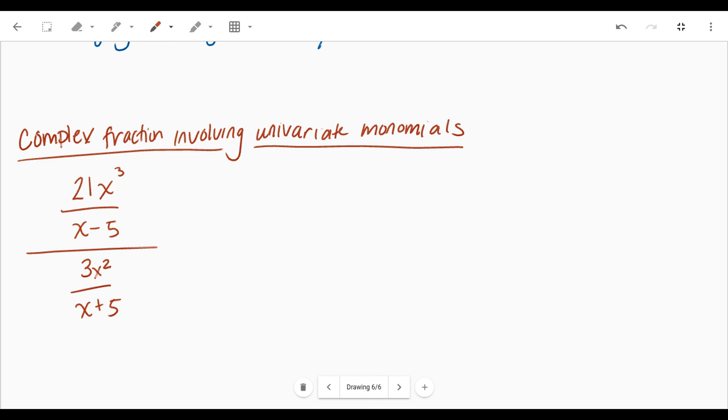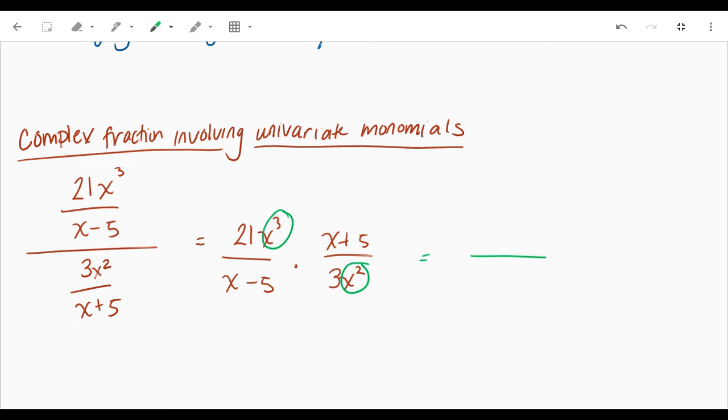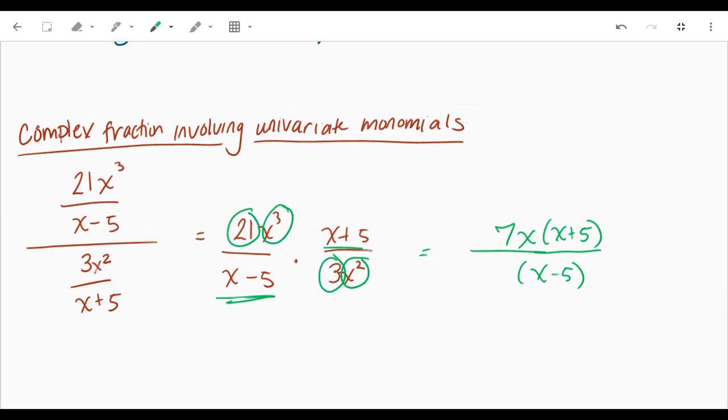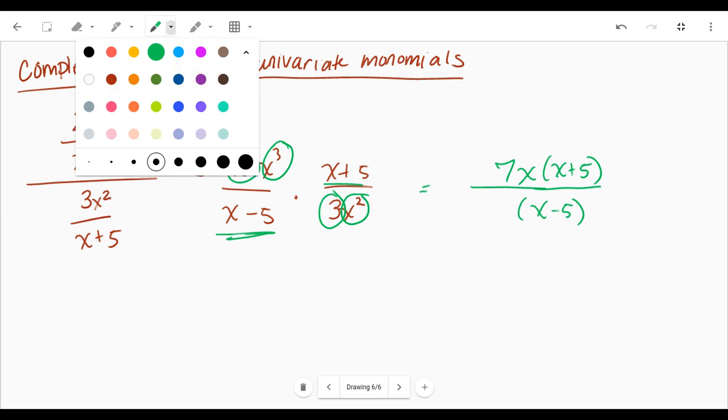Okay, so you're dividing 2 fractions, so you have to do it like you're multiplying by the reciprocal. So we would rewrite this as 21x cubed over x minus 5 times x plus 5 over 3x squared. And then you simplify what you can simplify. So in this case, we've got an x cubed over an x squared, which will leave us with an x. We have a 21 over a 3, which will leave us with a 7. And we can't do anything with the x plus 5 and the x minus 5. So we're going to just leave that as x plus 5 and then an x minus 5. And that's it.